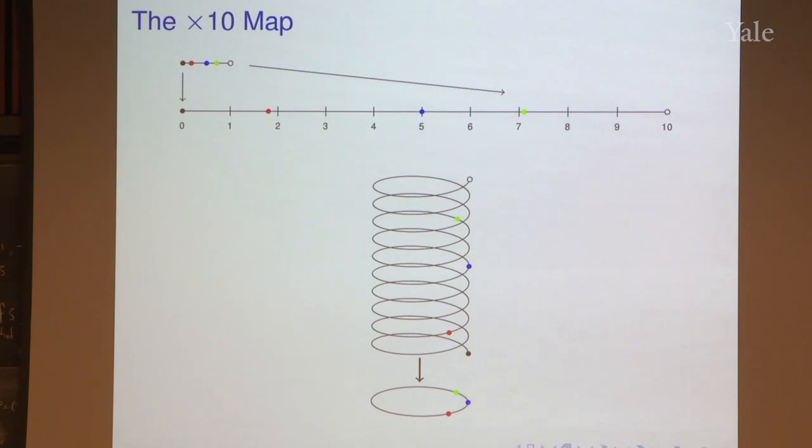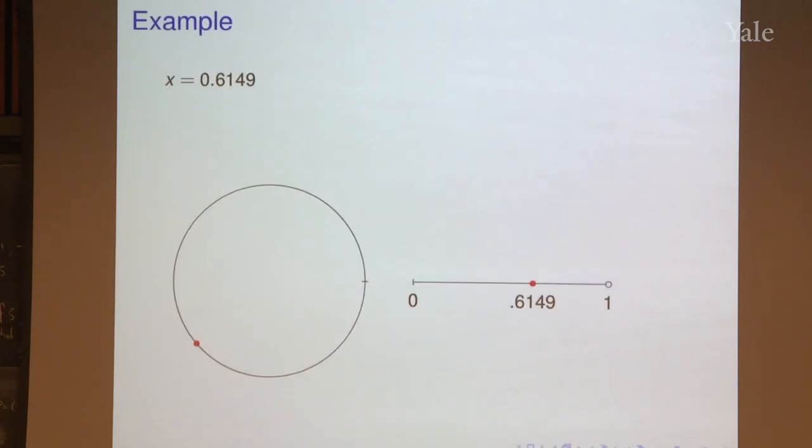I've indicated some points here, red, blue, and green. We see where they go when they get stretched out. Then you take this stretched out part and you press it down onto the circle. This is what the times 10 map is doing. Okay, so let's see what it's doing in a concrete example.